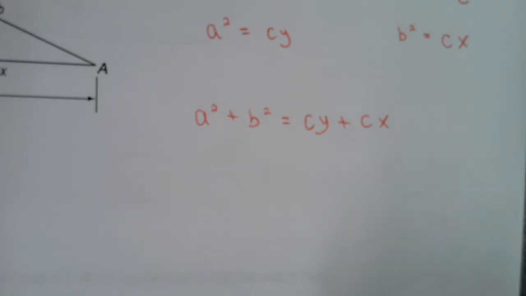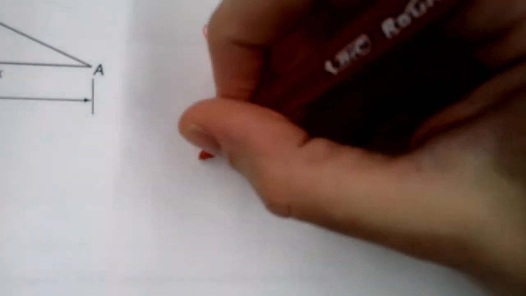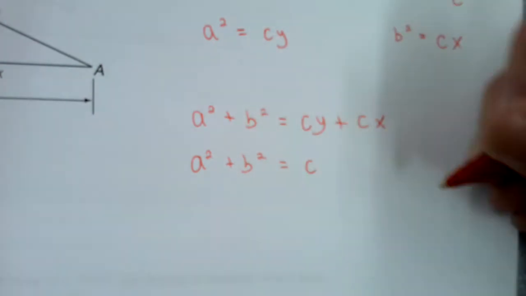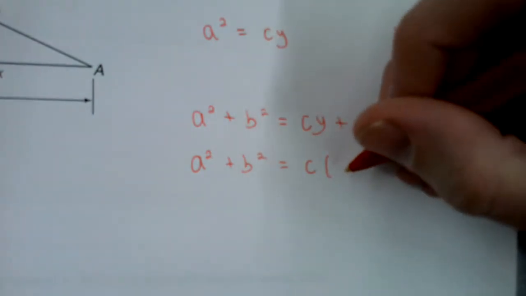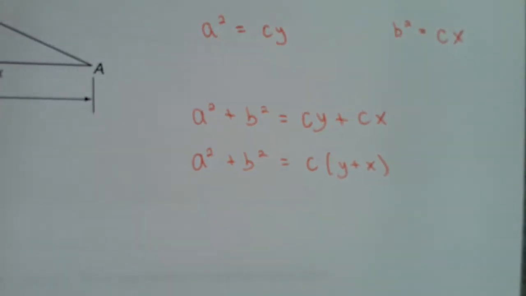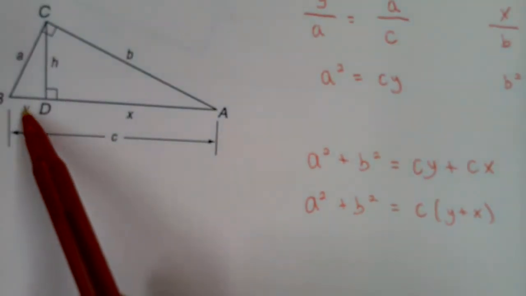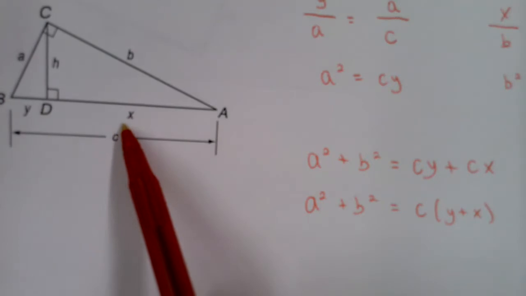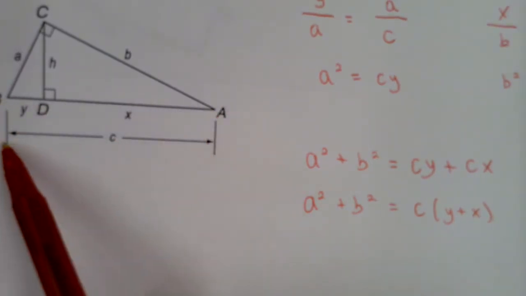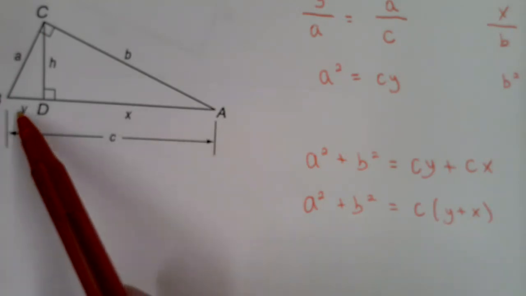Now I'm going to factor out the c. So I'll have a squared plus b squared equals c times y plus x. And check this out: y plus x, y plus x, y plus x, y plus x. That's the same thing as c. The entire segment is c. C equals y plus x.